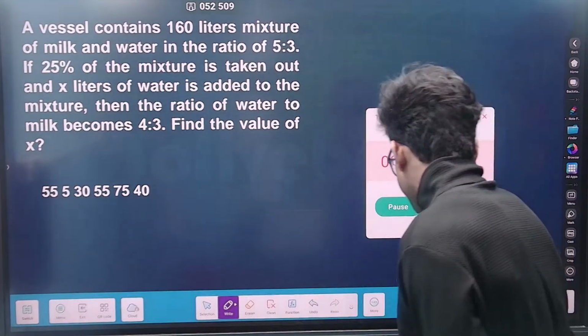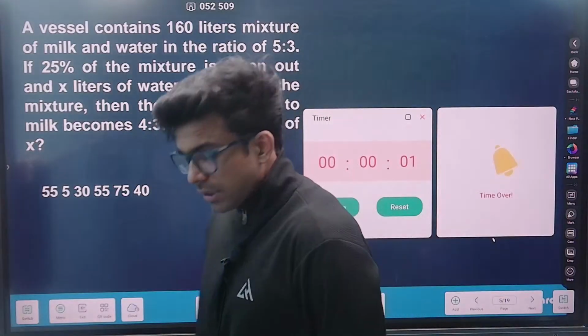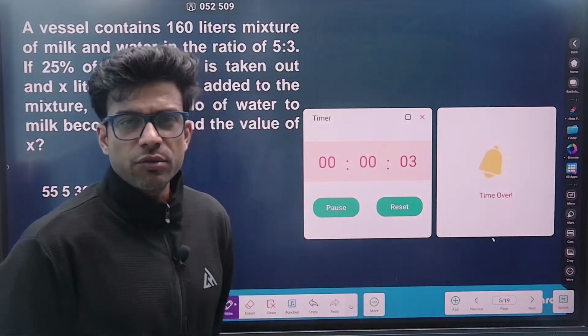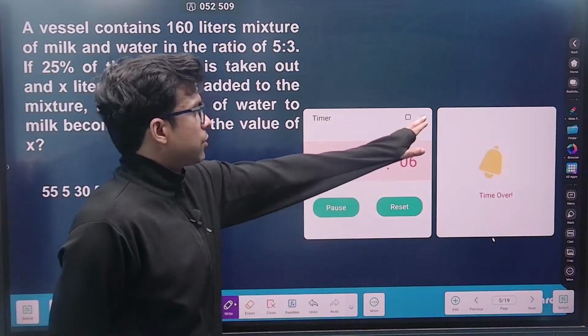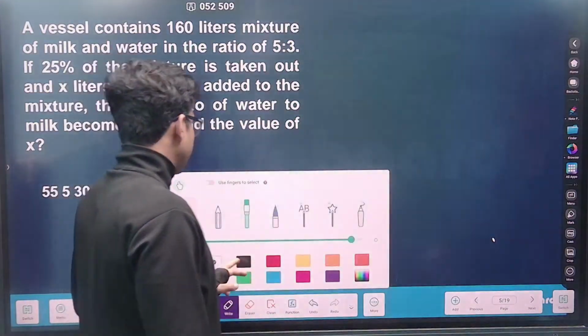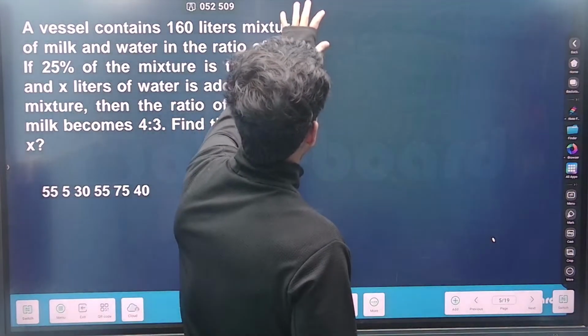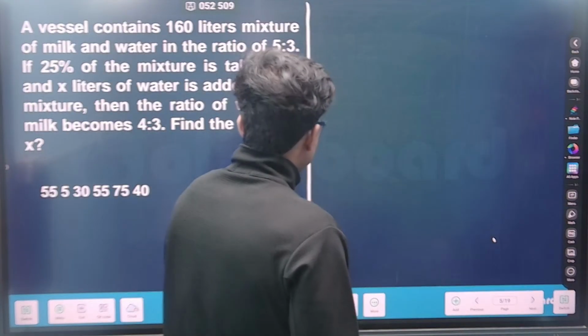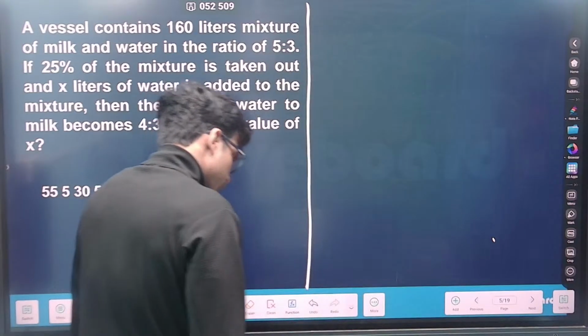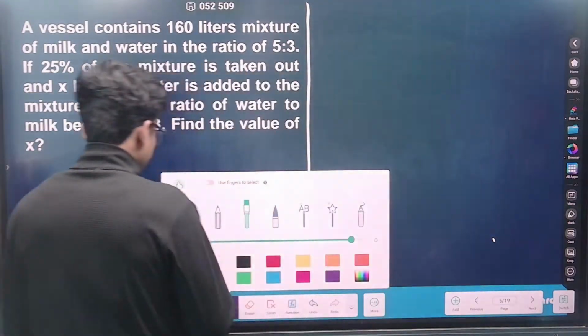55, Siddharth. Okay. Now do you want to see this question through my method, everyone? Should I solve this question through my method? Please comment. Please say yes or no. I would say you want me to solve.